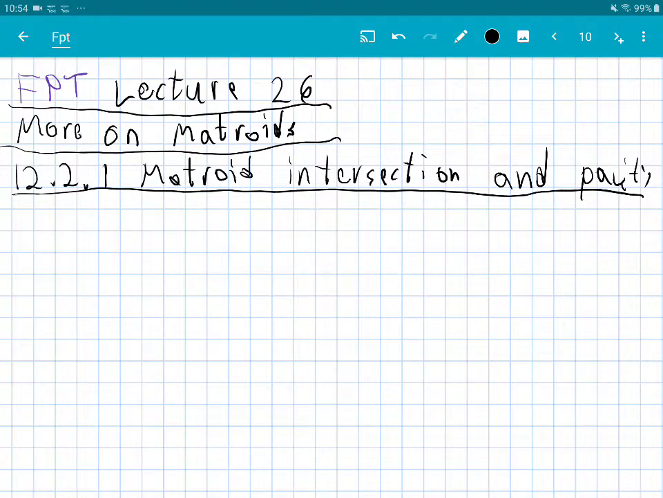Okay, this is the last lecture in the course, and today I want to continue to speak about Matroids and a little bit, hopefully, about the connection to FPT. But first, let's speak a little bit about this really interesting problem about Matroid intersection.